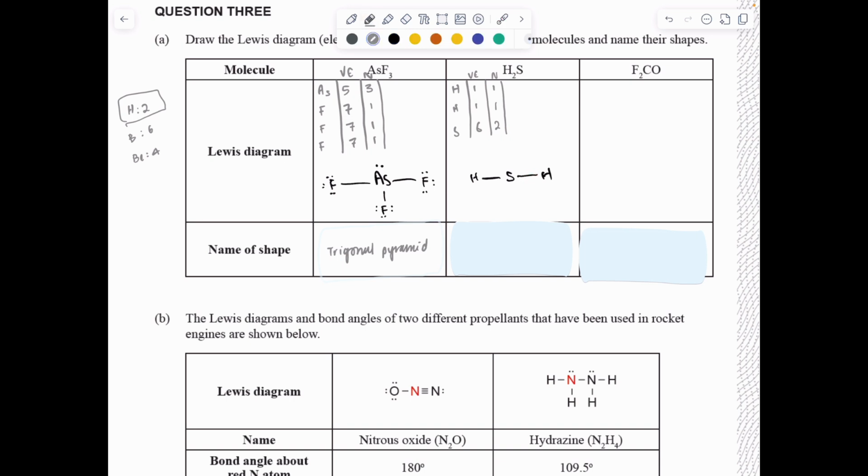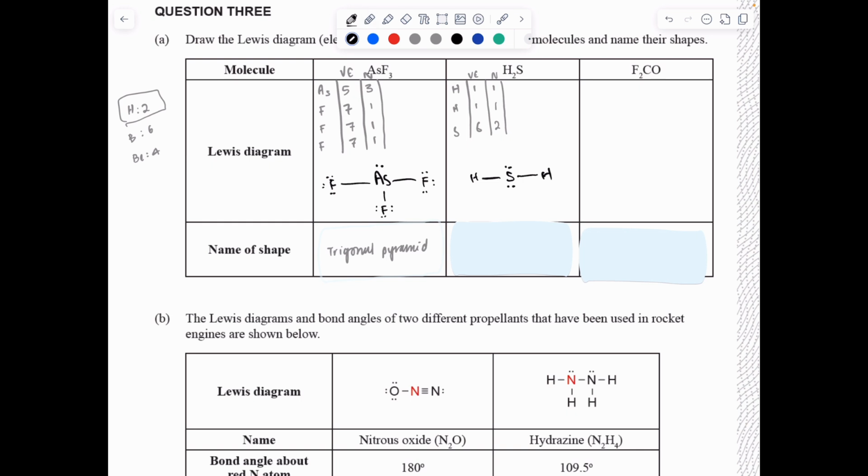So let's check if everything is happy. Does sulfur have 8 electrons around itself? It's got 1, 2, 3, 4. So we have to add a few more: 1, 2, 3, 4, 5, 6, 7, 8. Hydrogen, does it have 2 electrons around itself? It's got 1, 2. Yep, everyone's happy.